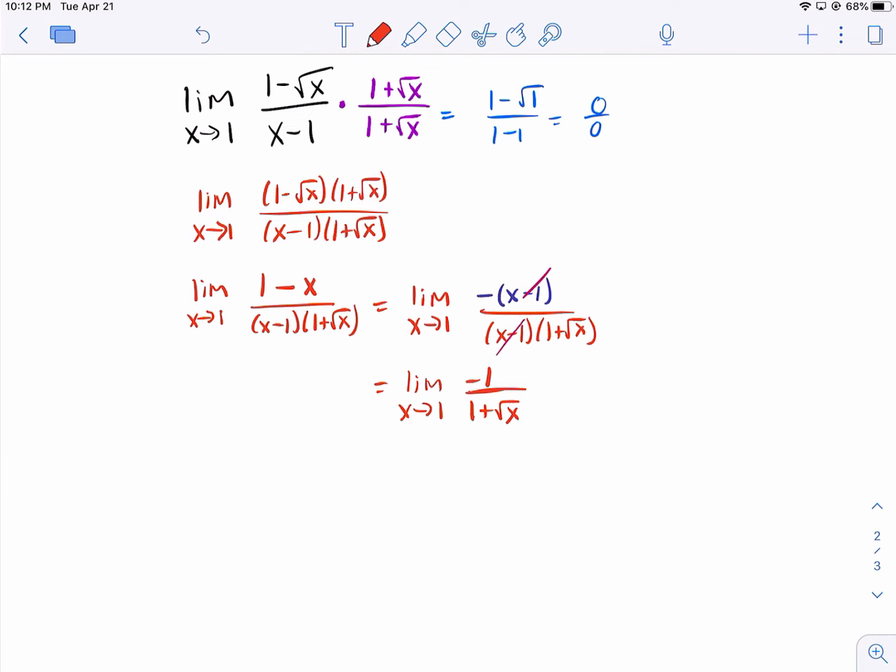So we've simplified. All the steps in orange, the purple step was doing the rationalizing. The orange steps were all the math to clean it up. Now that we've cleaned it up, we've rationalized, and we've gotten rid of that square root. Now we are going to do direct substitution.